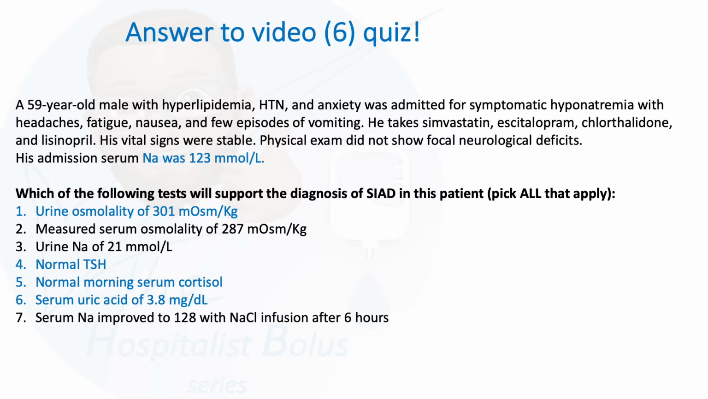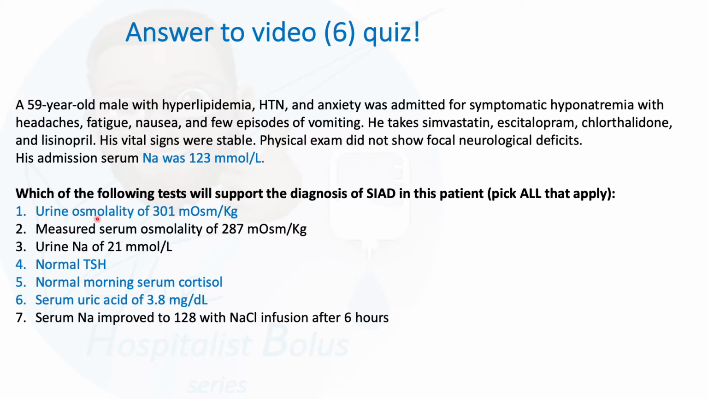So this is a 59-year-old male with hypertension, hyperlipidemia, and anxiety, admitted with a sodium of 123 and some vague symptoms, which might be attributed to hyponatremia, among other diagnoses: fatigue, nausea, headaches, and vomiting. He's taking some medications that can cause hyponatremia, including citalopram and chlorthalidone. Rarely, lisinopril and ACE inhibitors can cause hyponatremia, but these two are much more common. Now the question is, which of the following tests will support the diagnosis of SIADH in this patient?